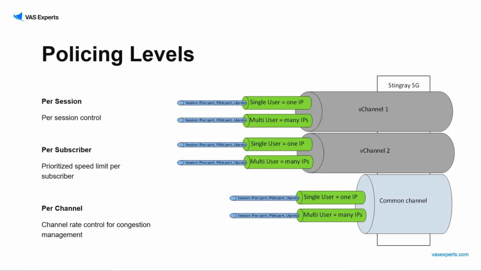SSG applies policy to the following logical objects: common channel, virtual channel, subscriber, and session. In this video, we will use the common channel. Policing is applied to 8 traffic classes, which you can set up in the following way.